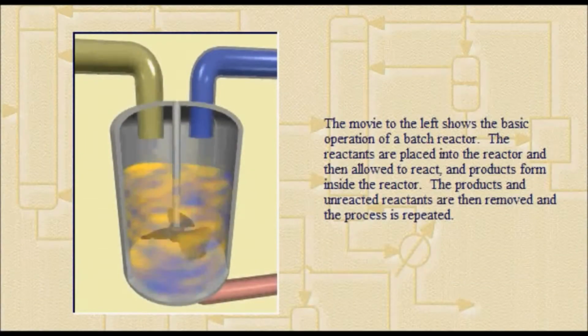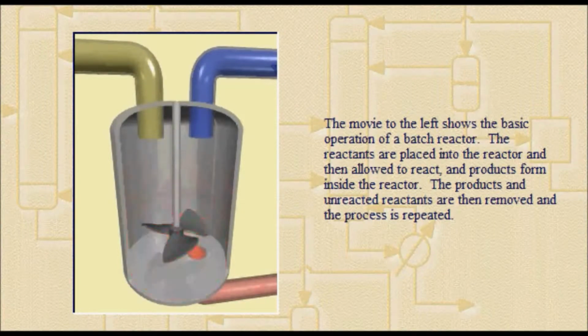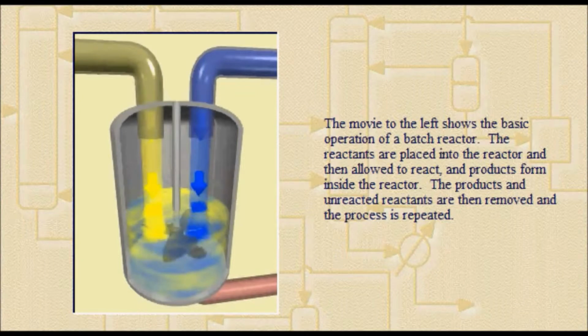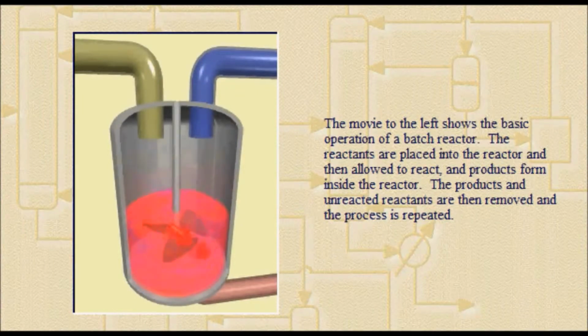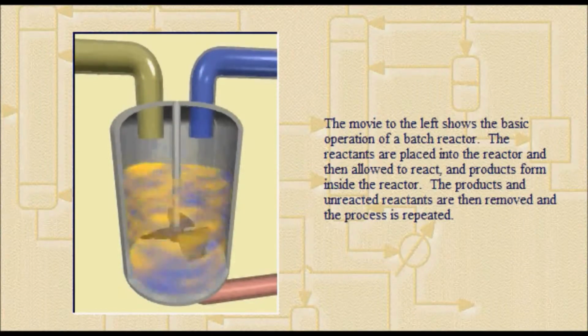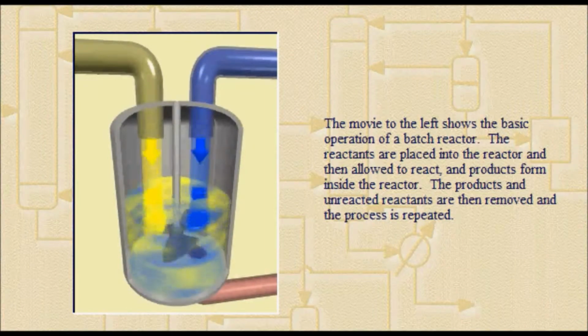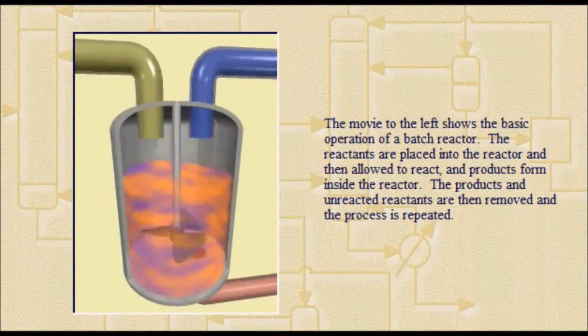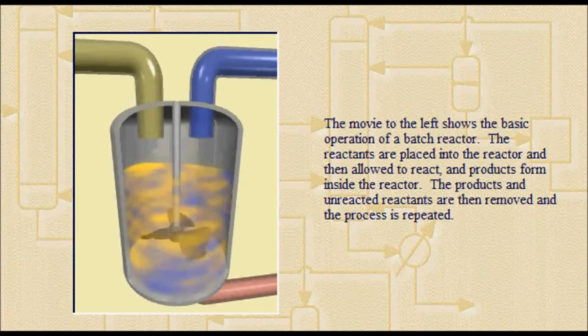Batch reactors are the simplest reactors used in the chemical industry. The reactants are placed into the reactor and then allowed to react, and products form inside the reactor. The products and unreacted reactants are then removed and the process is repeated. Batch reactors contain ports for injecting reactants and removing products, and can be outfitted with a heat exchanger or a stirring system. These are generally of constant volume. Some are designed to maintain a constant pressure by varying the reactor volume.